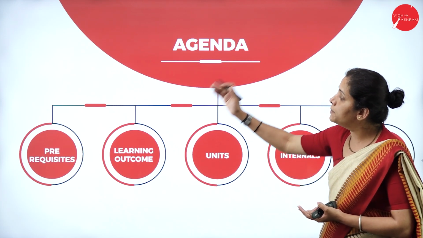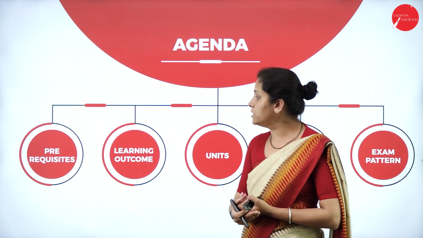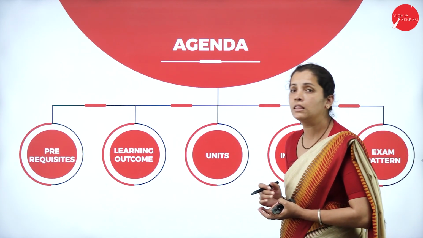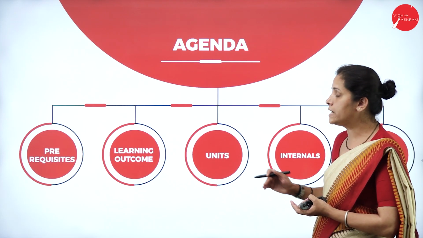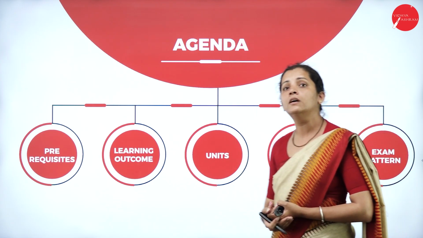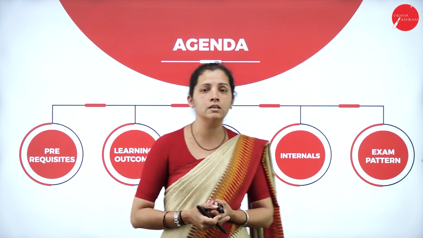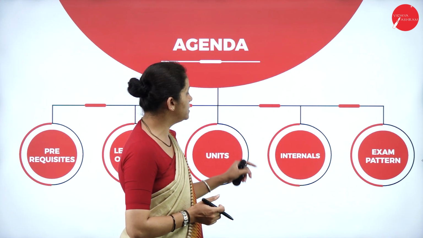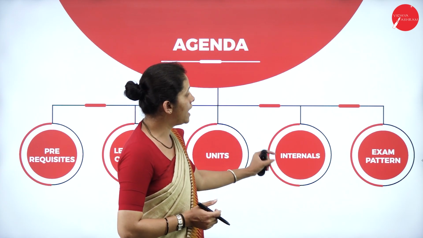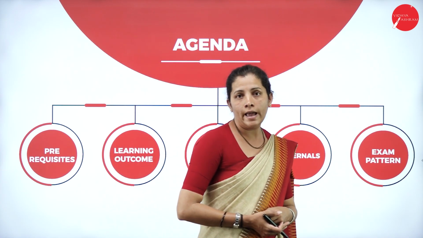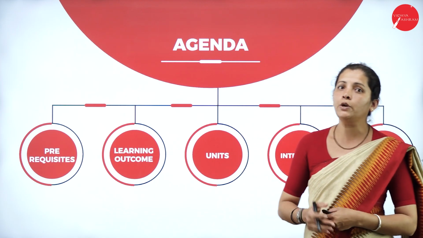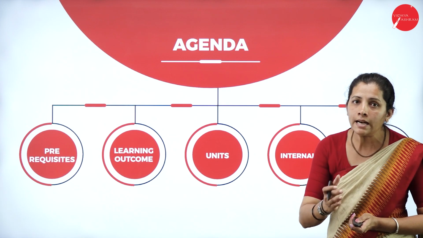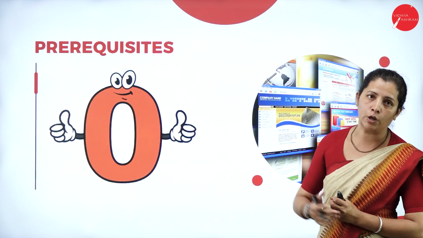At the beginning, we are going to deal with prerequisites. At the same time, we are going to deal with the learning outcome of the subject. Then we are going to deal with the number of units that come under the subject. Along with that, we are going to deal with the internal pattern as well as the external exam pattern, that's nothing but the question paper pattern. Instead of wasting time, let's start with the prerequisites.